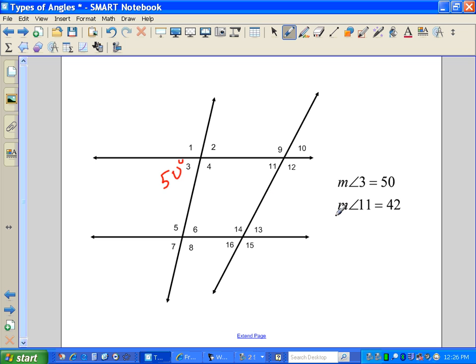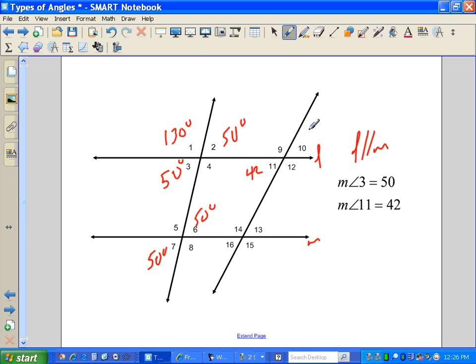Okay, a little more difficult problem, but still not so bad. Angle 3 is 50, angle 11 is 42. Still need the condition that L is parallel to M. We have that, we can just start filling in. In this one we're going to have bunches of 50s. Angle 2 is going to be 50, angle 6 is going to be 50, angle 7 is going to be 50. Going to have a bunch of 130 degree angles. Okay, and again, don't judge the size, so all the rest that we haven't marked are 130.